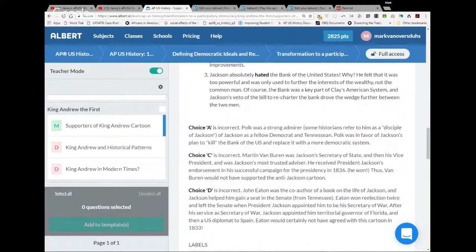Polk loved Andrew Jackson and was a fellow Democrat and a Tennessean. Martin Van Buren was Jackson's Secretary of State and then his vice president and was Jackson's most trusted advisor. He couldn't have been against the veto. And John Eaton was the co-author of a book about Andrew Jackson. Jackson helped him out. Pray for Clay.